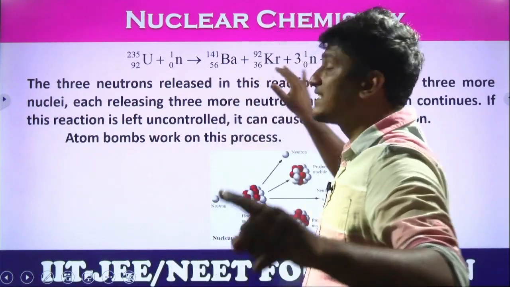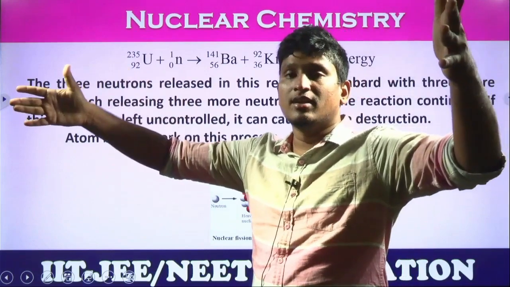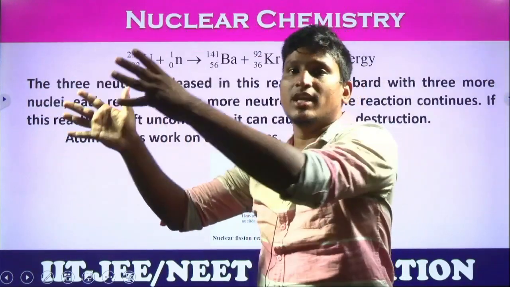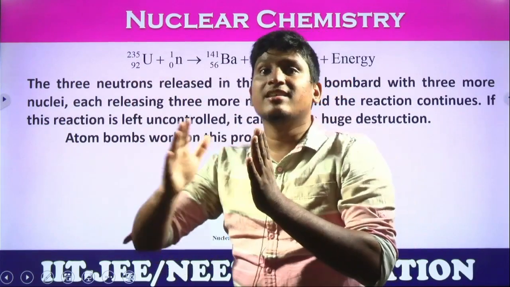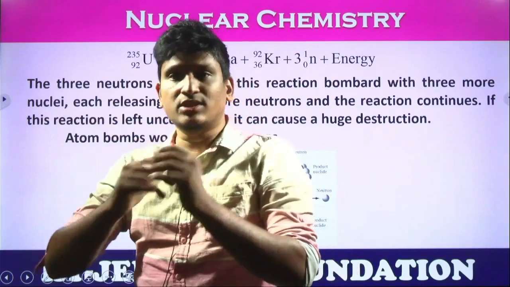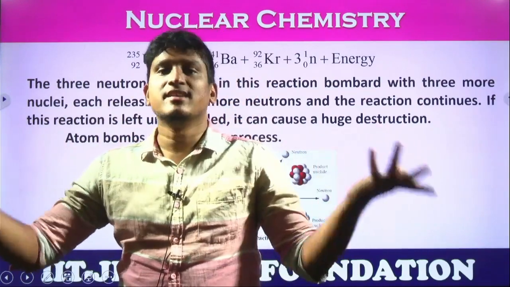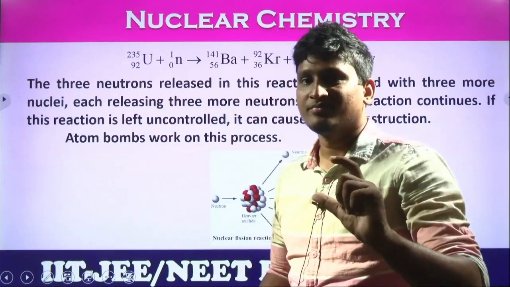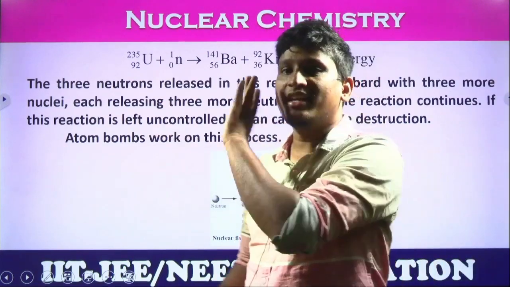Here one thing is there. These 3 neutrons again hit other uranium atoms, and again 3 more neutrons are released from every uranium. It's a complete cyclic reaction, students. It never stops. If it never stops, that is destruction. Understood? Are we shooting a single atom? No. Got the clarity? It's a chain reaction.